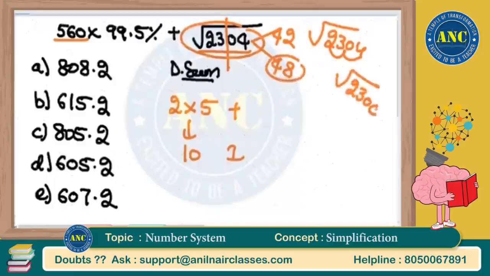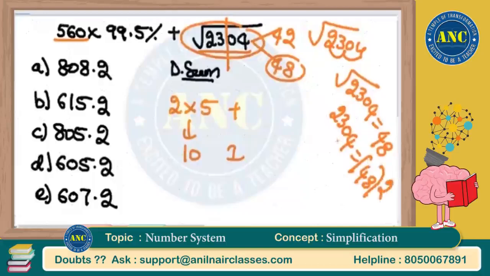In the afternoon class we discussed the square root of 2304 is 48. 2304 is 48 whole square. 4 plus 3, 7, 7 plus 2, 9. 4 plus 8 is 12, 1 plus 2, 3. 3 square is 9. 9 is equivalent to 9.